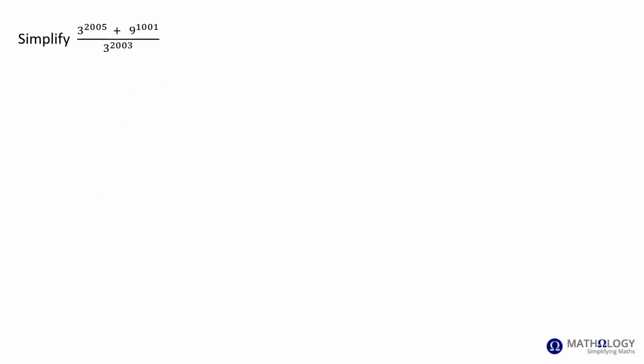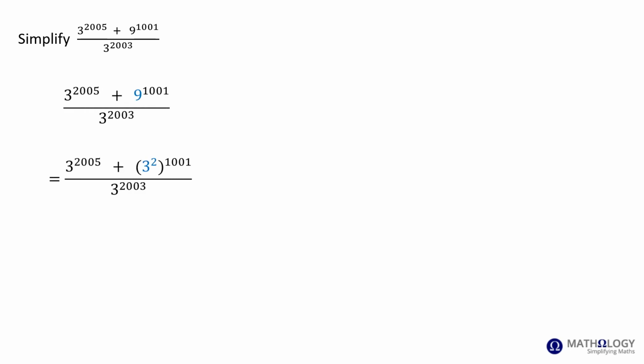Problems involving large numerical powers cannot be solved using a calculator, as they don't have enough memory. So to solve or simplify problems like this, we apply the same principles as before, by first expressing each base in terms of its prime factors, and thereafter apply exponent laws to further simplify the problem. The next step is to express each power in terms of the smallest power, which is 3 to the 2002.